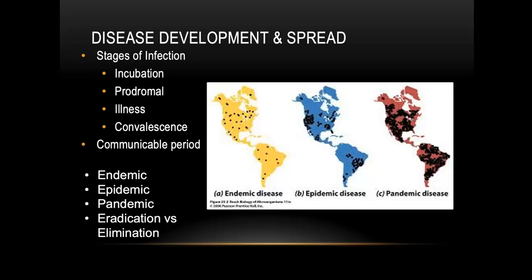It also can be due to low vaccination rates. And then a pandemic is infection occurring worldwide, and it's affecting large numbers of people and populations. Eradication and elimination are the last two. Elimination is basically the removal of a disease from a large area or region, but it may exist in another area. Eradication indicates that the disease is removed worldwide.